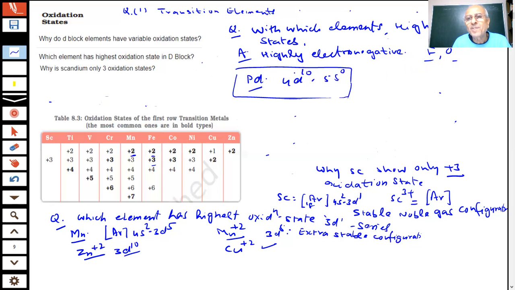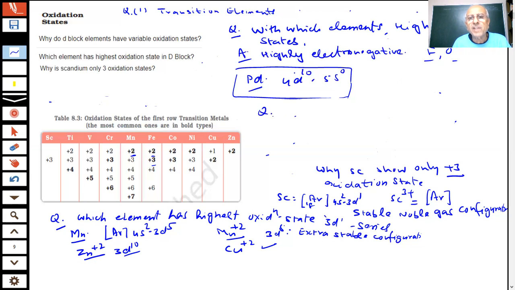So palladium 0, S0. Certain important exceptions which exist should be known to us. So minimum +2, but copper +1. Rhodium, osmium showing +8 oxidation state. Also oxygen and fluorine are likely to form highest oxidation state.